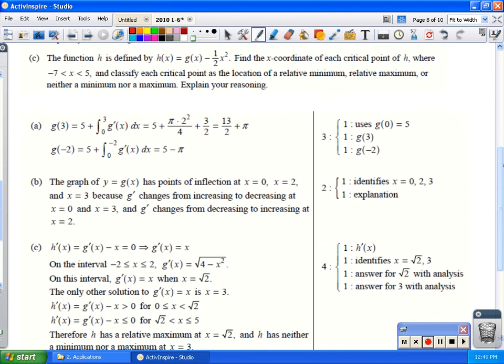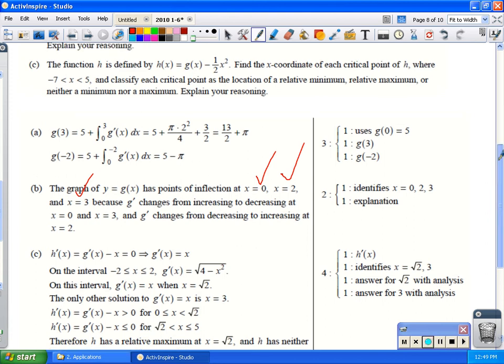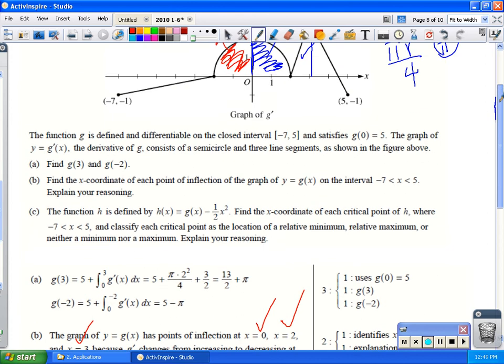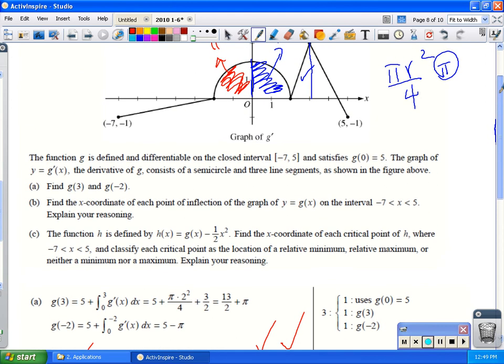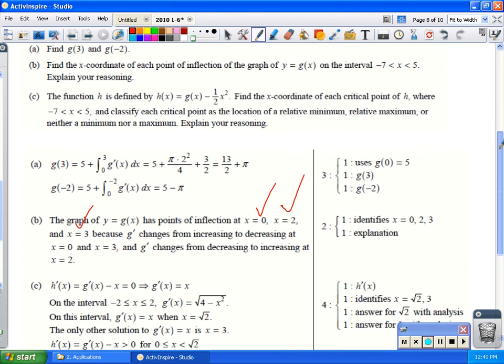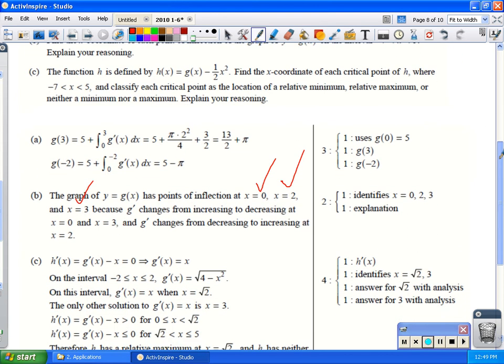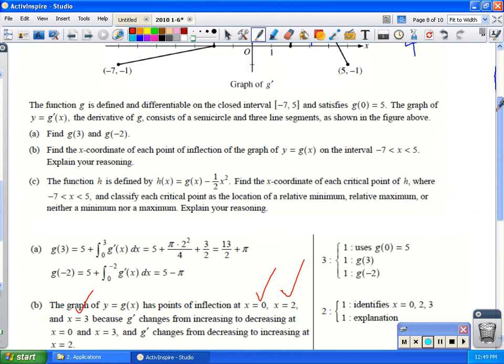The graph of g has points of inflection at x equals 0, x equal to 2, x equal to 3, because the first derivative changes from increasing to decreasing at x equal to 0 and 3, and from decreasing to increasing at x equal to 2. Okay, so there would be the local mins and the local maxes of the graph. What was that? 0, 2, and 3. I'm just looking. Yep.